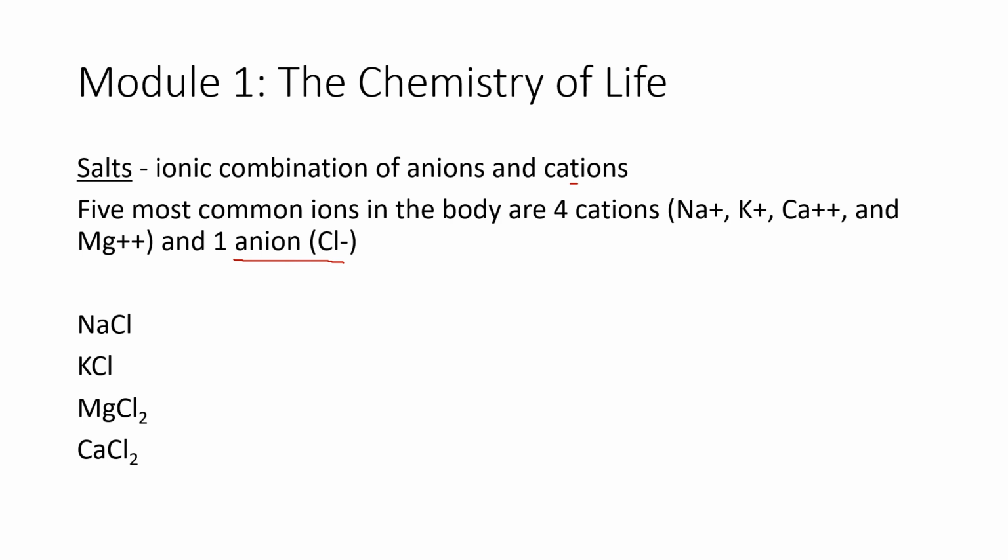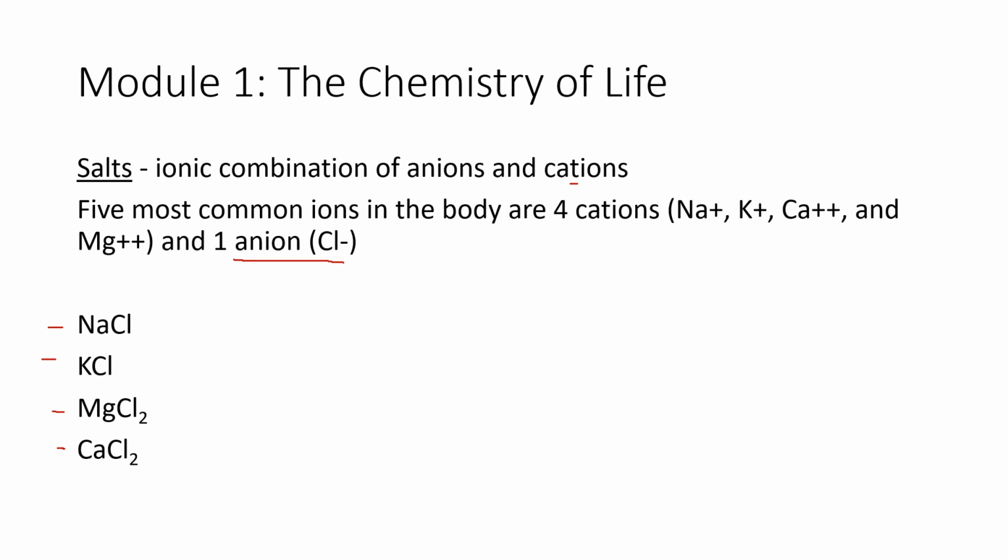As far as salts, these are the 4 major ones. We have sodium chloride, potassium chloride, magnesium chloride, and calcium chloride. You might ask, well, why are there 2 chlorides with the magnesium and the calcium, but not the sodium and the potassium? Remember, sodium and potassium on the periodic table are in that first column.